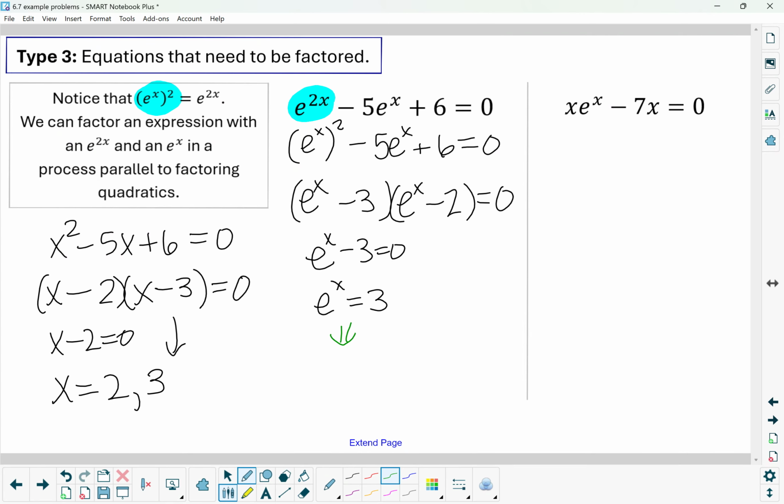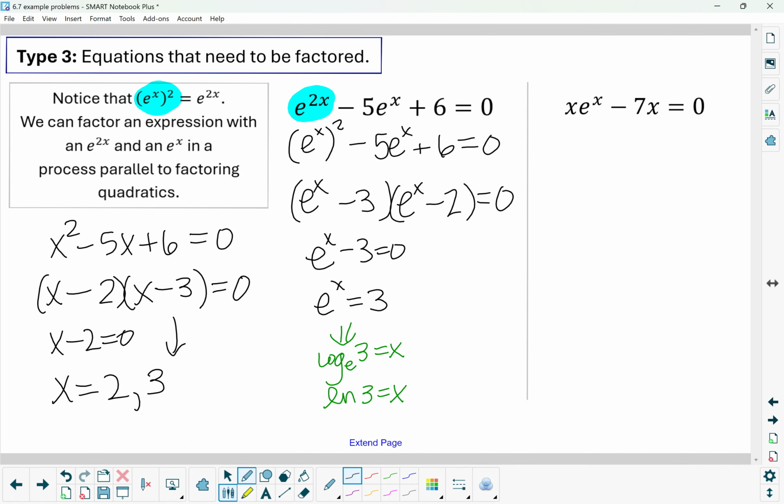Sometimes with base e, people have a harder time converting. It is log base e of 3 equals x, but we don't really ever write a log base e. That's our natural log. So this first answer is the natural log of 3, which has a decimal equivalent you could get from your calculator with that natural log button.